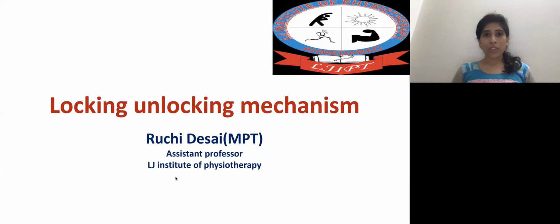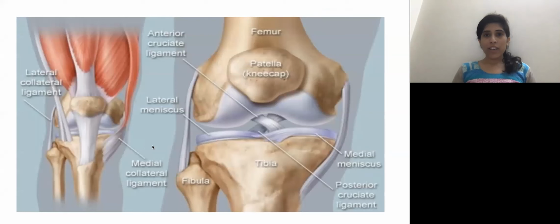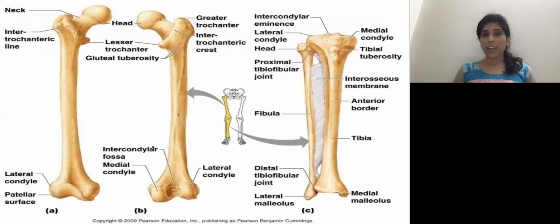Today I am going to take a second year topic, that is the locking unlocking mechanism of the knee. Before going into detail about the locking unlocking mechanism of the knee, we'll have a brief idea related to the knee complex. As we all know, the knee complex mainly includes two types of joint, that is the tibiofemoral joint and the patellofemoral joint. So we'll see the articulating surfaces for the tibiofemoral joint.